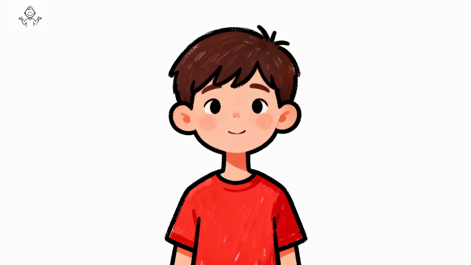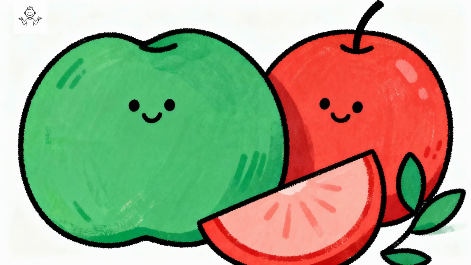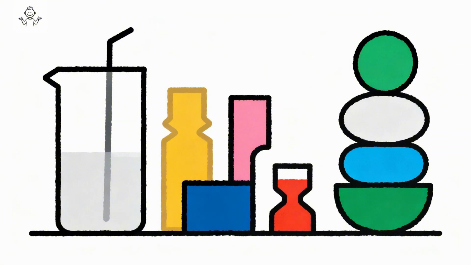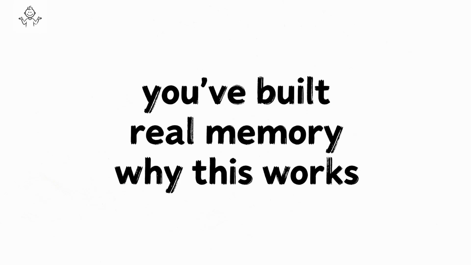The 12-year-old test. If a bright kid can repeat the gist back to you, you're done with Draft 1. The 2 a.m. test. If you can reconstruct it half awake, you've built real memory.